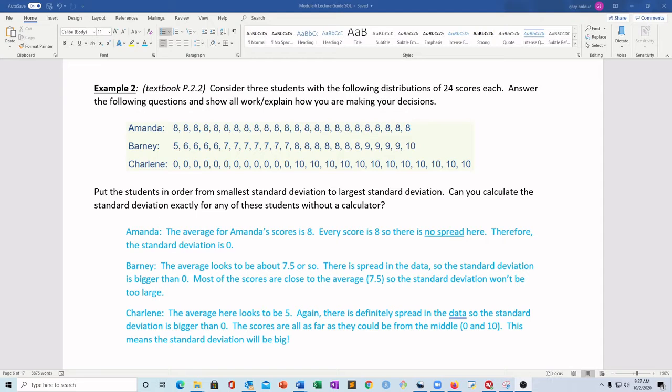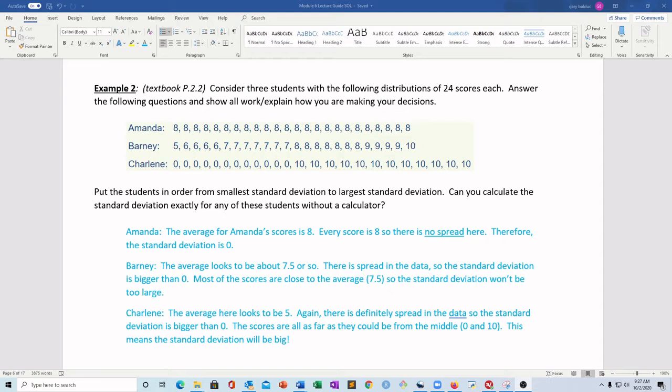And then it adds, can you calculate the standard deviation exactly for any of these students without a calculator? So I've said in the past, we're not really going to look at the formula for standard deviation. It's just too much for us to worry about right now. You can look it up if you want to. It's not too bad, but it's just not necessary when we have calculators. But there is one student here where we can just tell you what the standard deviation is with no real work. So let's go through and see if we can find it.